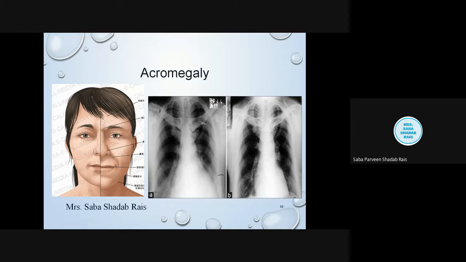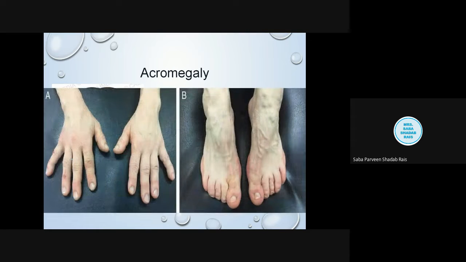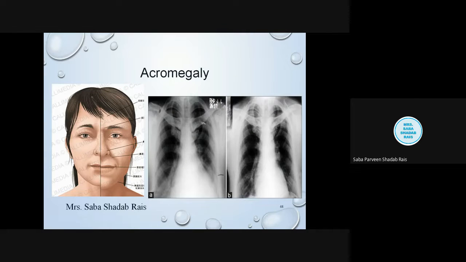Now, where will it happen? Usually, you will observe swelling of the hands and feet. Not only that, you will also observe that the jaw will become enlarged, and because of that it will be protruding. You will also observe that the nasal bone will increase, and the teeth will space out.